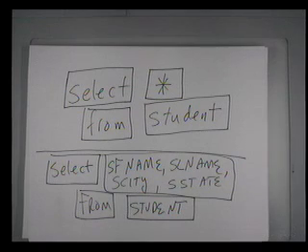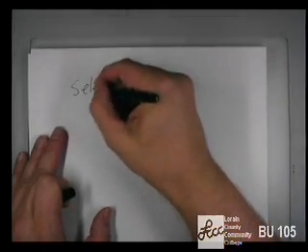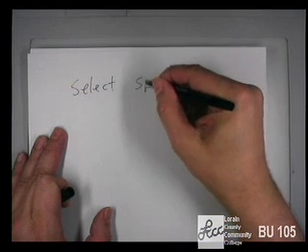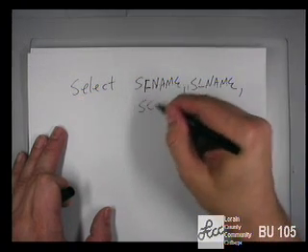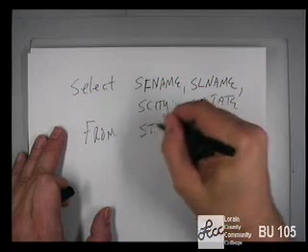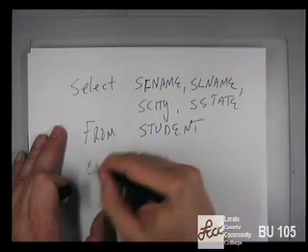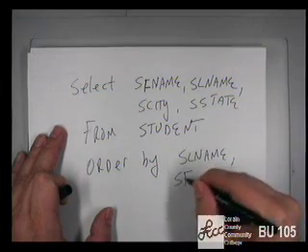So, the clause to sequence our list of rows is the order by clause. And with the order by clause, we can specify a list of fields that we want to sort by, similar to what we did in the query by example. So if I want the same list, but I want it sorted in alphabetical order, I could say select SF name, SL name, S city, S state, from student, order by SL name, comma, SF name.